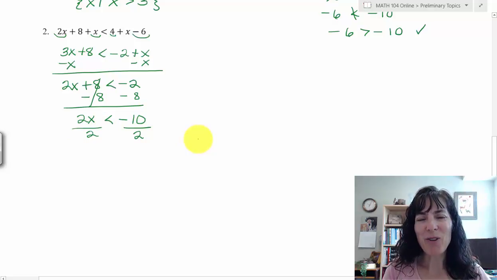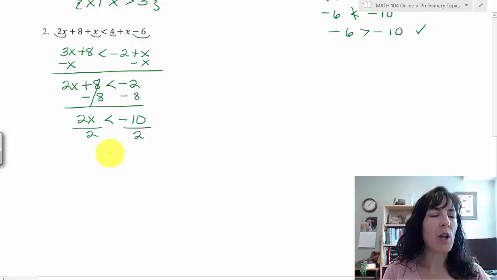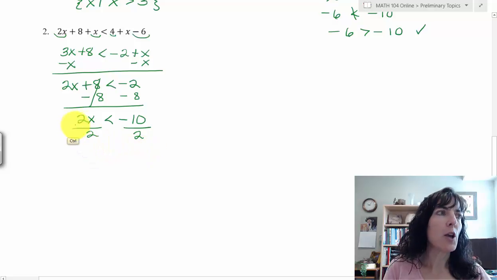I am multiplying or dividing, so I need to think, is it a negative that I'm multiplying by, or in this case dividing? And the answer is no, it's a positive, so I don't need to change my inequality symbol. I leave it as it is. The 2's do reduce, and I get x is less than negative 5. So that's my algebraic notation.